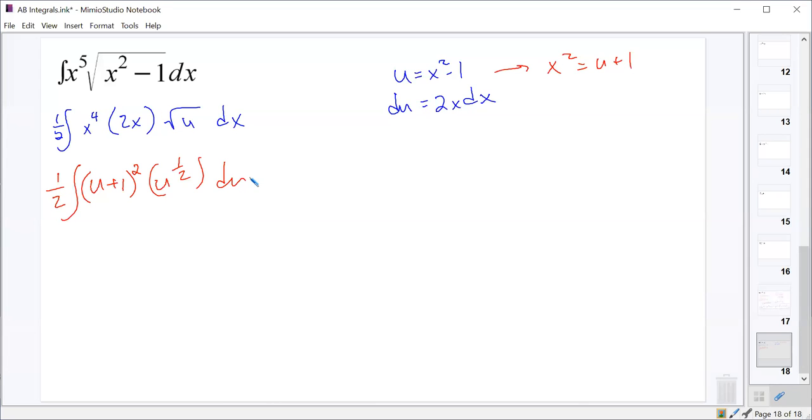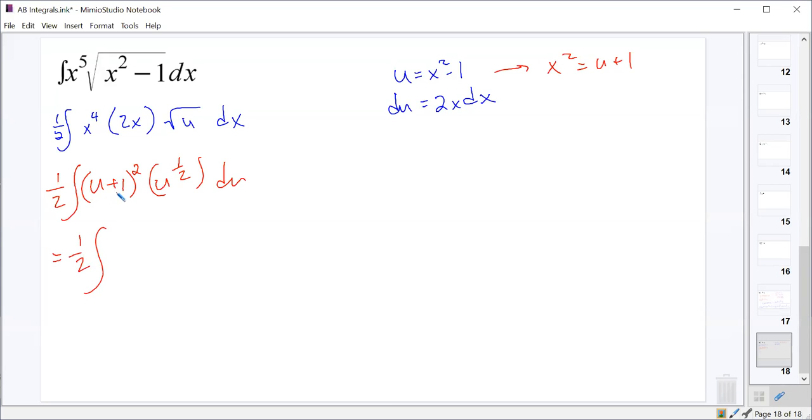So even if we don't specifically have an x to the fourth term over there, we can use this u equals x squared minus 1 to figure out what x to the fourth is equal to. Good or no? Good. Great. So 1/2 the integral.